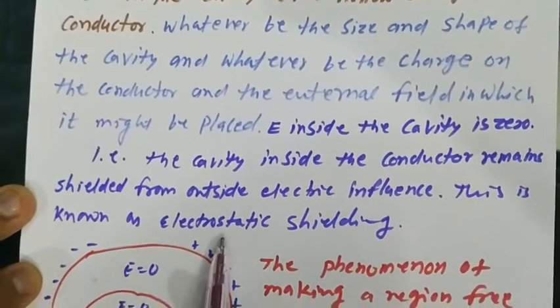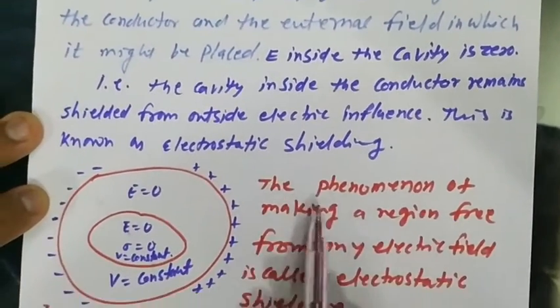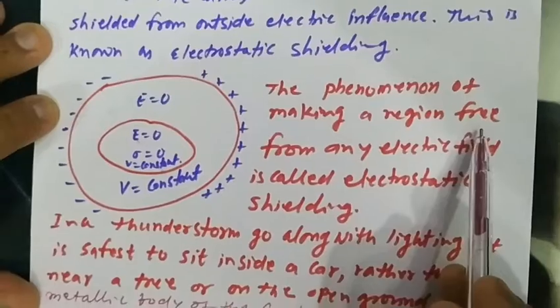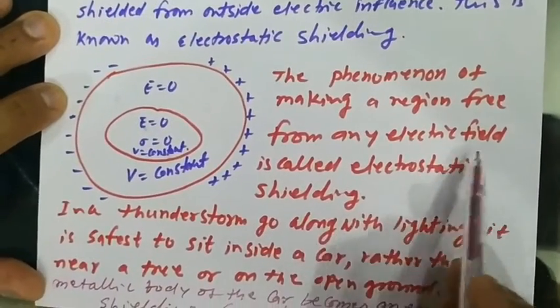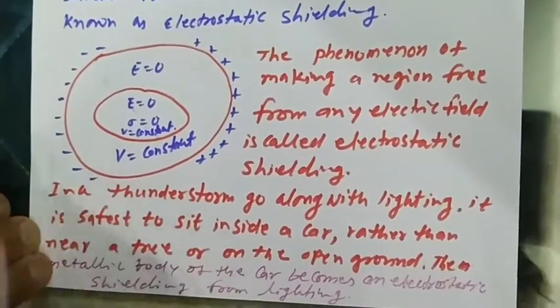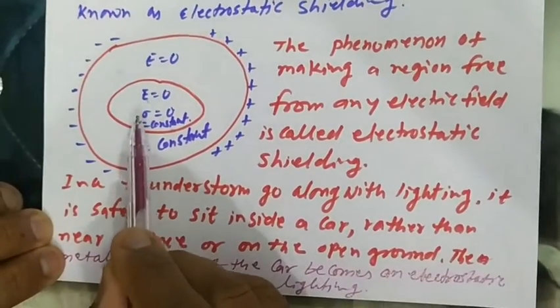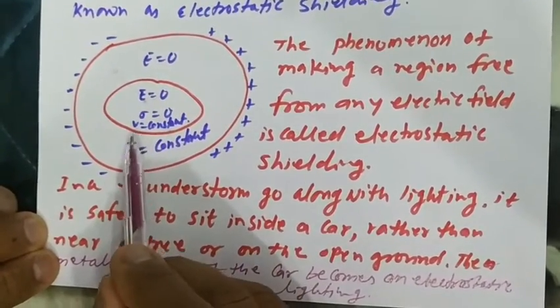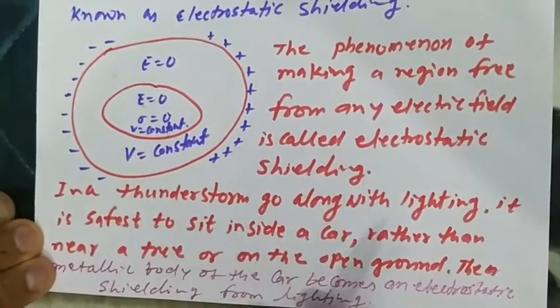This is known as electrostatic shielding. The phenomenon of making a region free from any electric field is called electrostatic shielding. In this condition, no charge exists, the electric field is 0, and the electric potential remains constant.